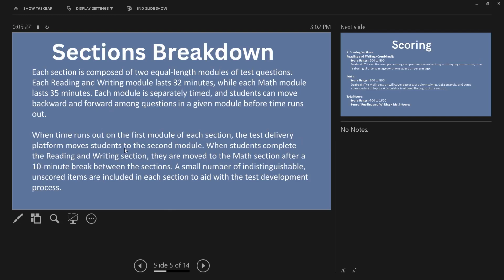When time runs out on the first module of each section, the test delivery platform moves you automatically to the second module. When students complete the reading and writing section, they'll move to the math section. So there is a 10-minute break also.